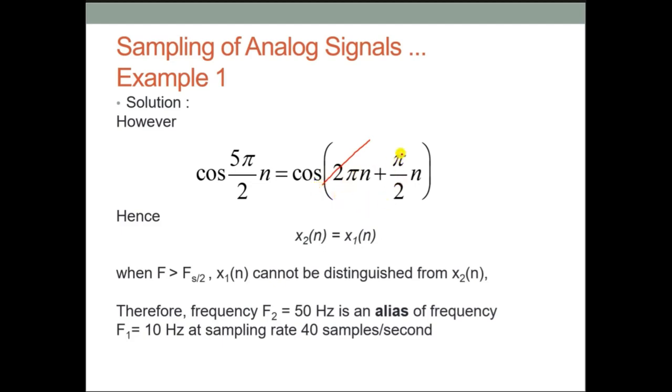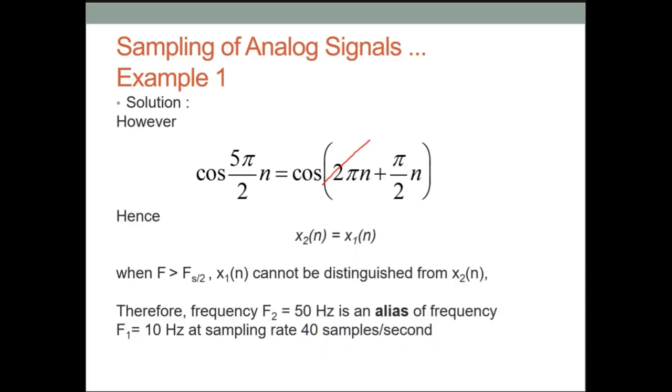Okay, alright, so we leave pi over 2. This is equal to x1[n]. So you have x2[n] equals x1[n]. Right, so two different analog signals give the same discrete signal. Why? Because of aliasing. So 50 Hertz is an alias of the F1 at 10 Hertz at a sampling rate of 40 samples per second, or 40 Hertz.